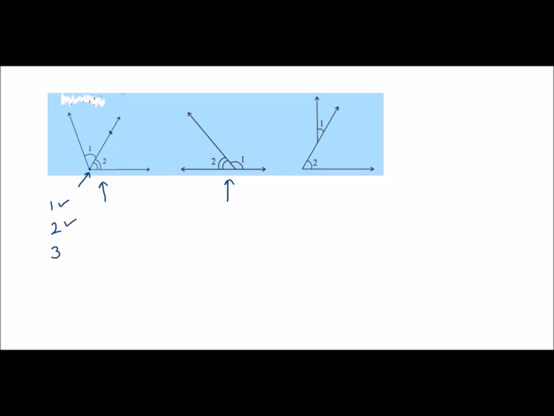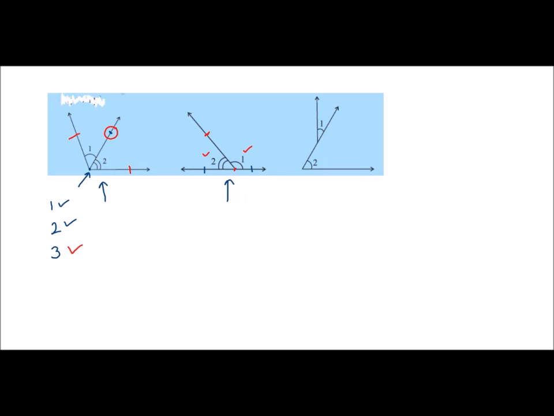Third one, these two arms are on either side of this common arm, and the third condition is therefore satisfied. So the non-common arms are on either side of the common arm. So we will say angle 1 and angle 2 are the adjacent angles. In the same way here, angle 1 and angle 2 will be adjacent angles. You can clearly see a common vertex, a common arm, and non-common arms on either side of the common arm.